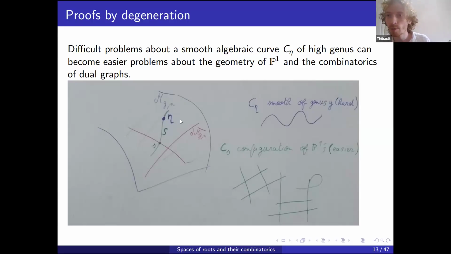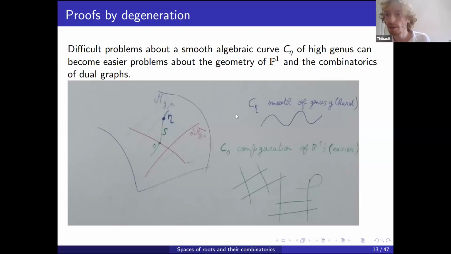And if you go really, really deep in the boundary, because the total genus of a stable curve is the genus of all the components plus the genus of the graph, so the rank of the homology of the graph, eventually you can reach a curve which is just made of a bunch of P1s glued with instructions given by a graph.